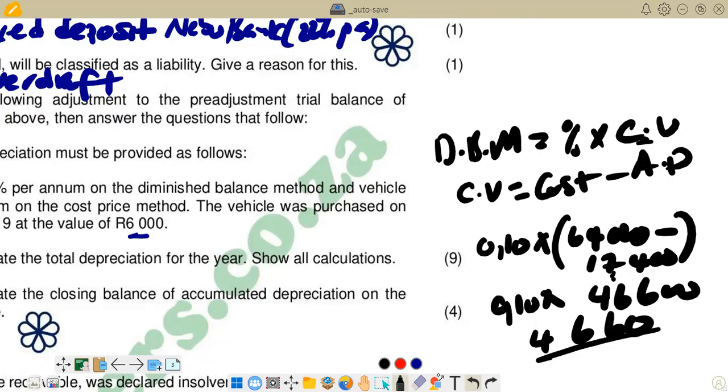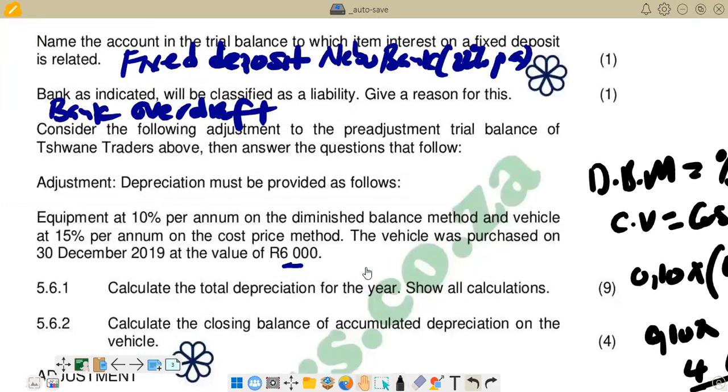Then we go to the one for vehicle. Go back to check the one for vehicle. It says vehicle at 15%. So the rate is 15% here, on the cost price method, which is the straight line method. Then the last statement says the vehicle was purchased on 30 December 2019 at the value of 6,000. So we have a vehicle that was purchased during the year, at the end of December. So it means we are going to calculate the depreciation of that vehicle that was purchased on 30 December.